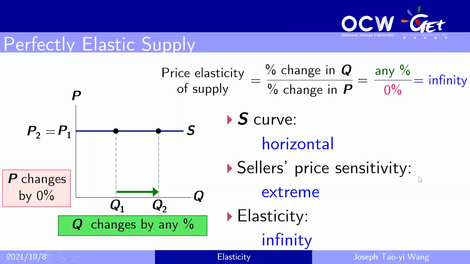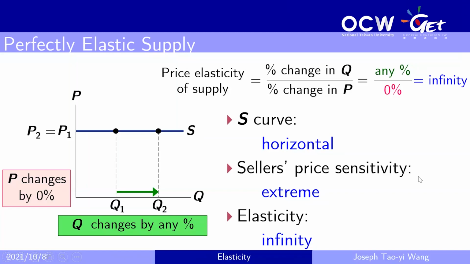One thing you should note here is that in the extreme case, in the limit, you have a horizontal supply curve. But before you reach this limit, it's still upward sloping. That's how you understand perfectly elastic supply. When the price goes up by a little bit, quantity supplied blows up to infinity. So that's the extreme case.